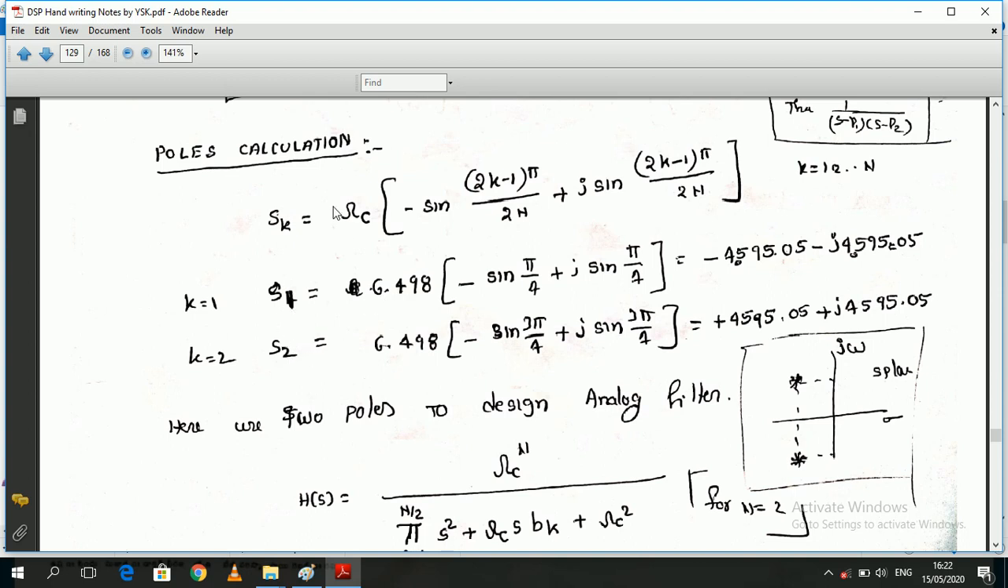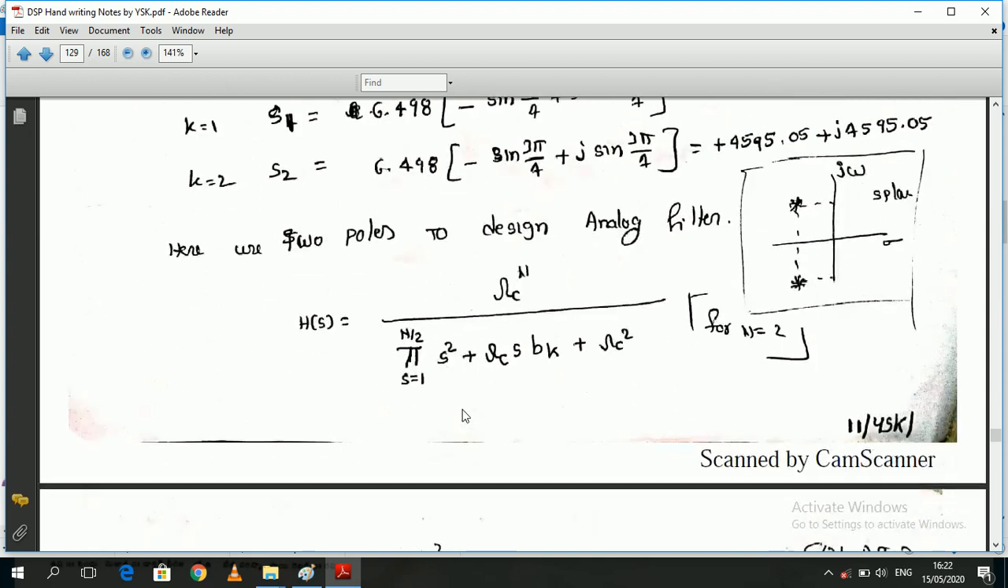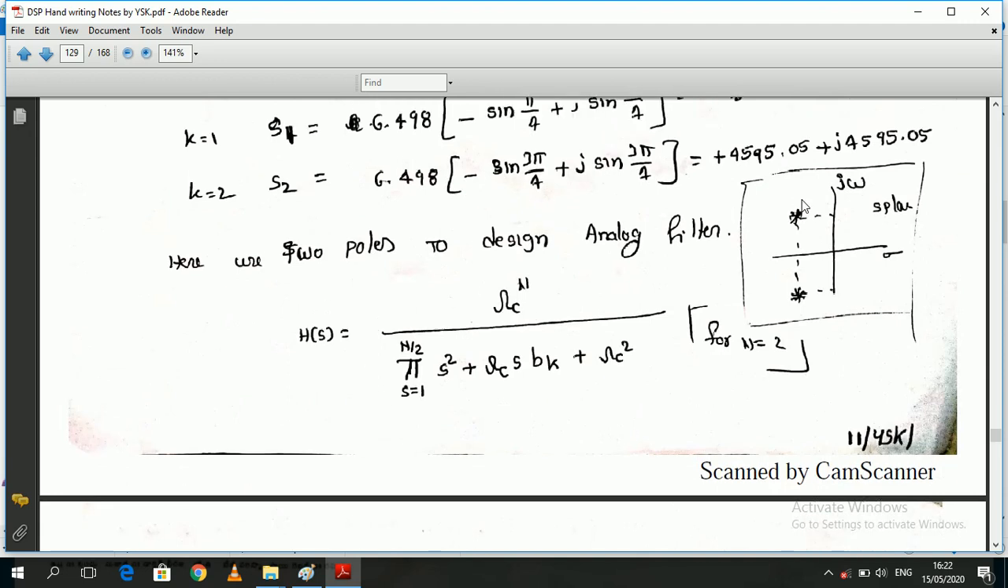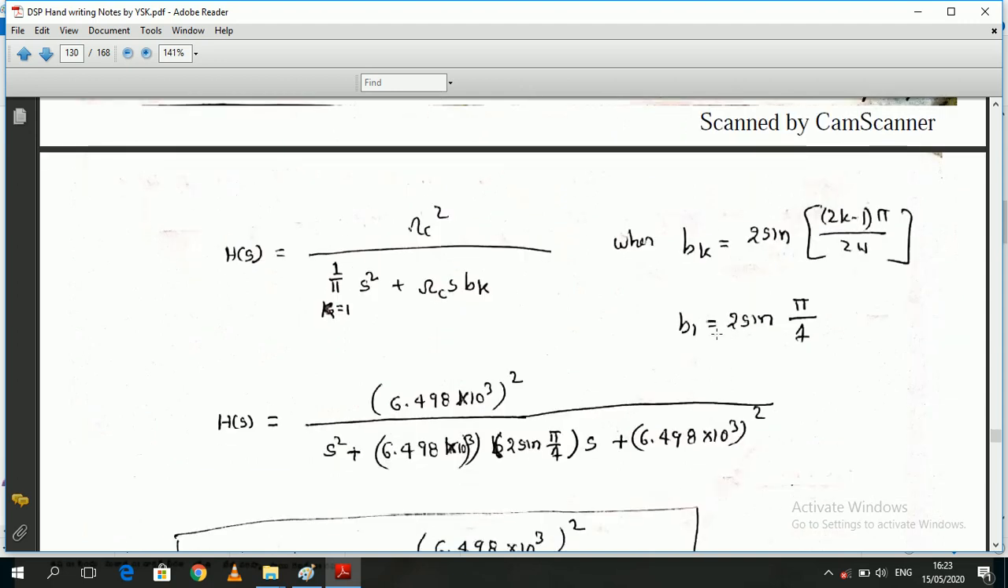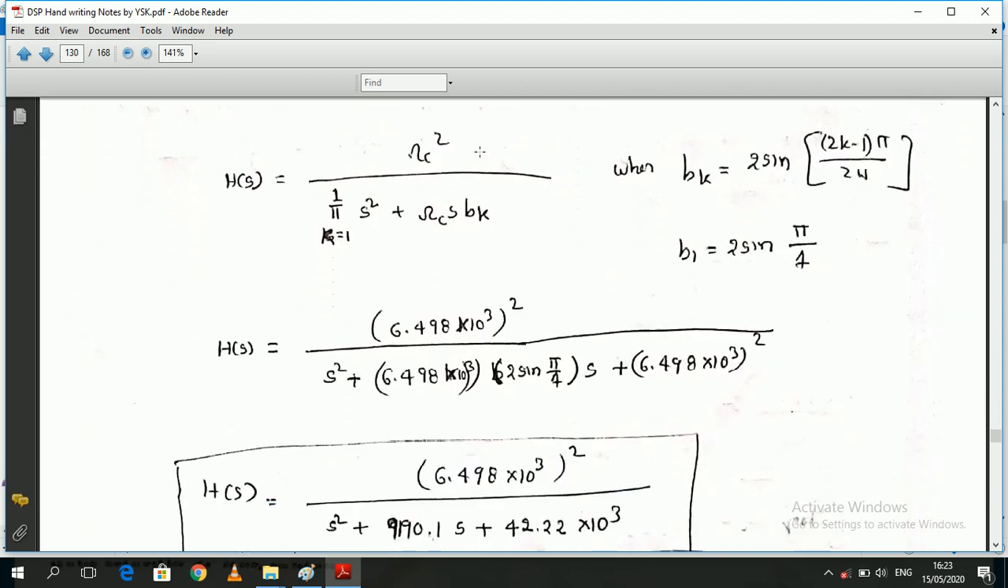And 6.49 omega c. So you just pause it and observe. Finally you get H(s) like this. There are two poles, right? This is one pole and this is another pole. These are the two poles, and this is the left half of the S plane, so the filter is stable. So finally you get H(s) with omega c, where bk is equal to this formula.